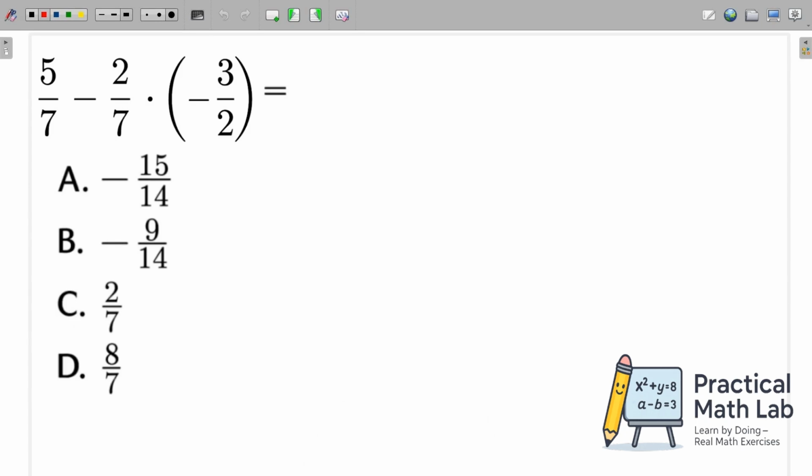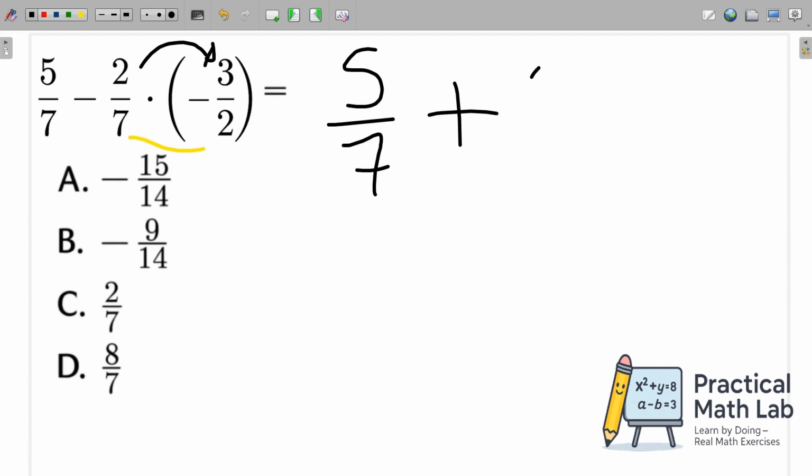First, let's solve the multiplication of fractions here. When multiplying, we multiply the numerators and the denominators. So first, let's repeat 5 over 7 here. A negative times a negative gives a positive, so 2 times 3 is 6, 7 times 2 is 14.